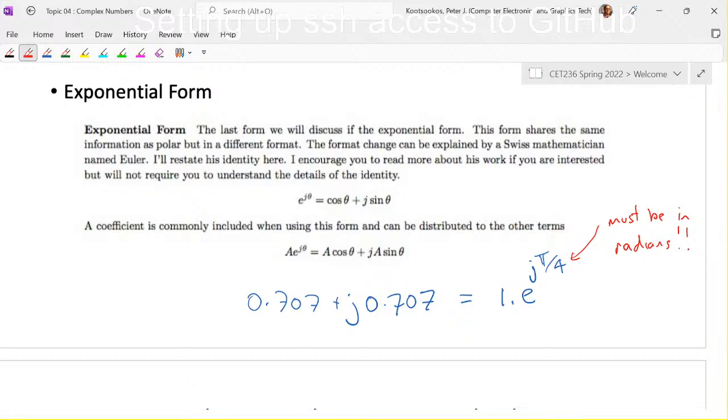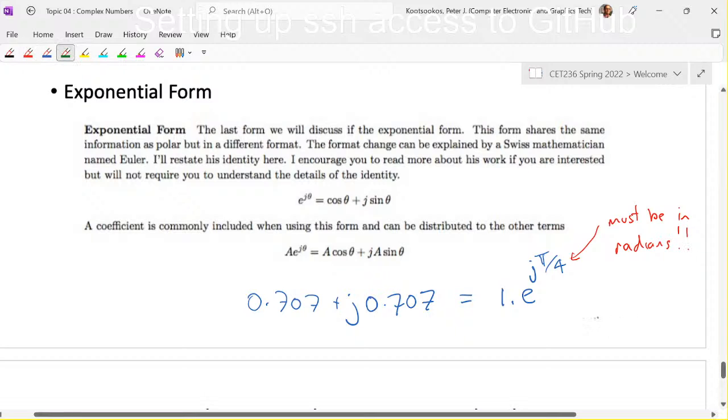I recommend that you keep your calculators in radians mode, not in degrees mode. You may want to be able to convert from radians to degrees, but that's just dividing by pi and multiplying by 180. 2 pi radians equals 360 degrees. Or pi radians equals 180 degrees.